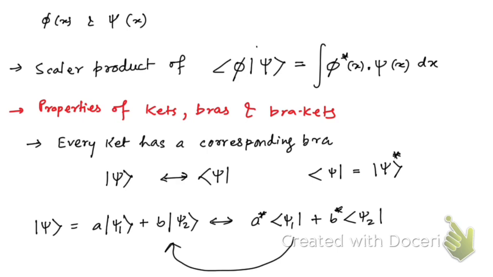Let me do one thing, let me take a new slide. Okay, so here is the new slide. So the next property is the properties of scalar product. So let me write here: properties of scalar product.